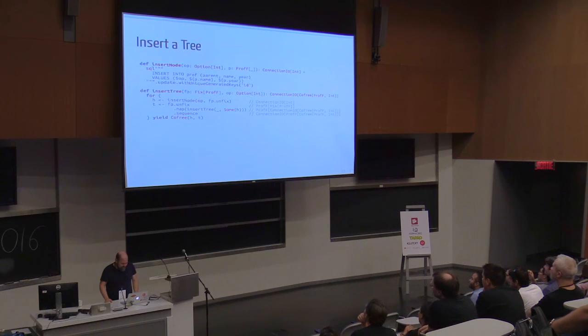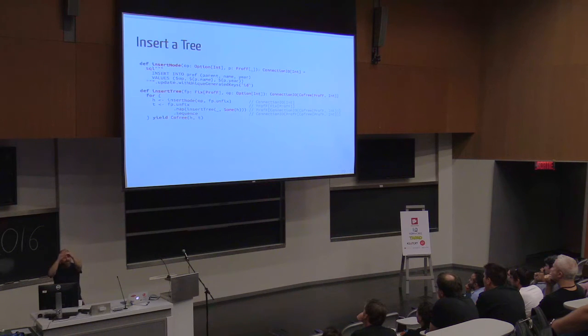Okay. So insert tree takes a Fix of Prof, which is the unannotated tree. And then it takes an optional ID for the parent of the root of that tree. And what it gives you back is a ConnectionIO, right? So that's a program that might interact with the database. And what it computes is a Cofree Prof Int. So what it's going to do is take a tree and give us back another tree, but every node is going to be annotated with the generated ID from the database.